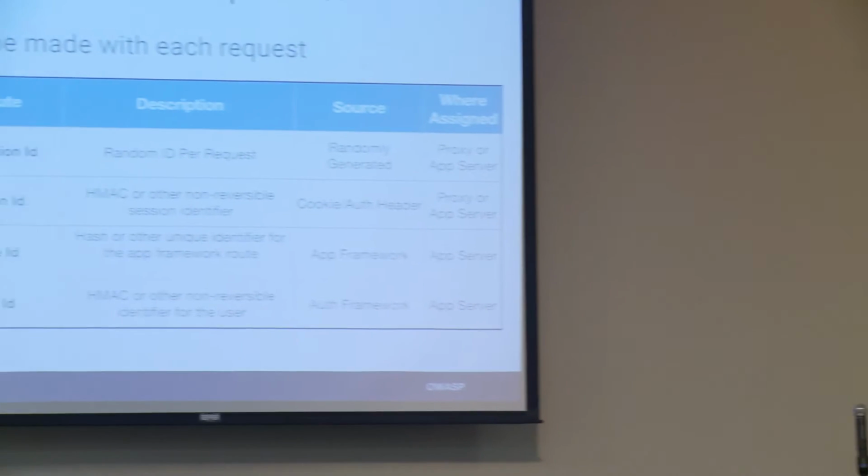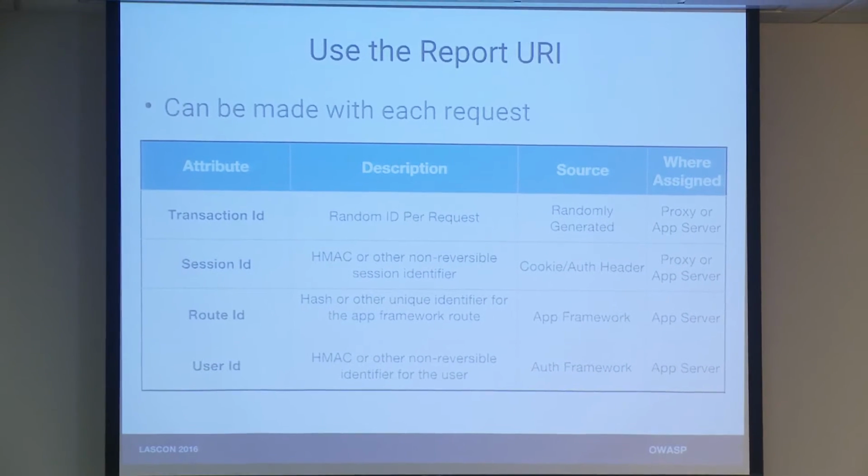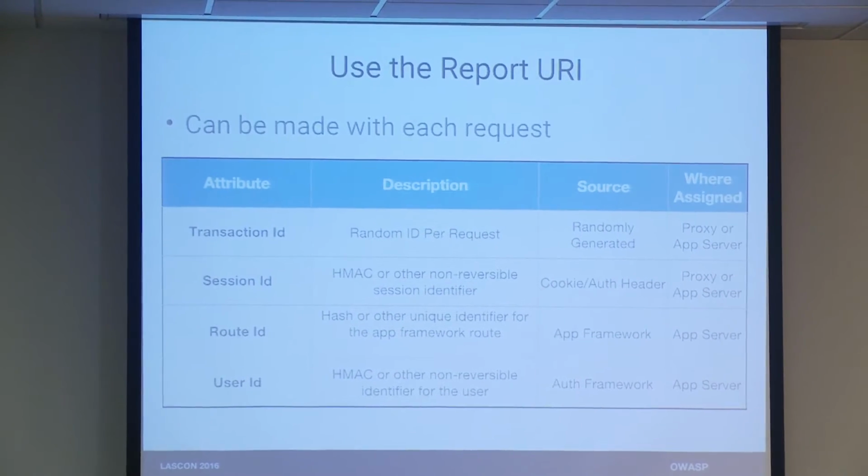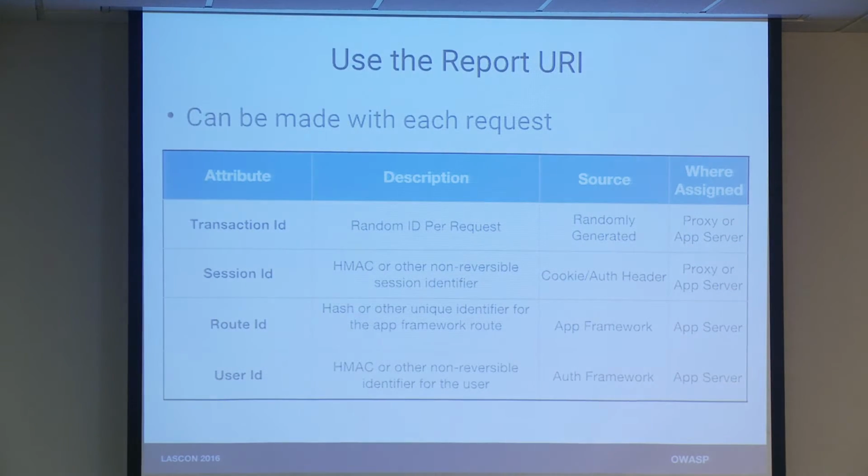The other thing we can do is modify the report URIs. One of the tricks that we use is to add some properties to the report URI by adding arguments on the URL. So we add a transaction ID, so that's per request, per page load. We have an HMAC of the session ID, a route ID, which is sort of a hash of the controller and the method, and sometimes the user ID, and depending on the privacy settings, an HMAC of that. So we can match all that up in the reports.